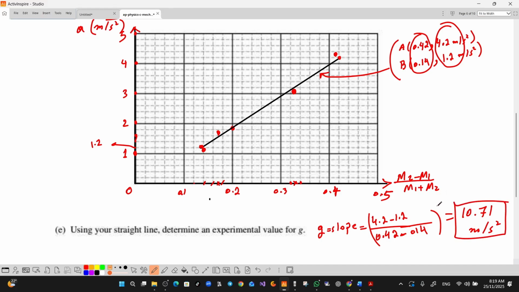So this experiment leads to a value for g which is slightly different than the theoretical one, which is given by 9.81 meters per second squared. The error is accepted, and this value is also accepted.